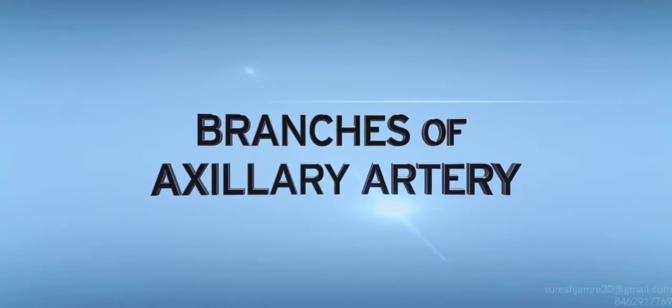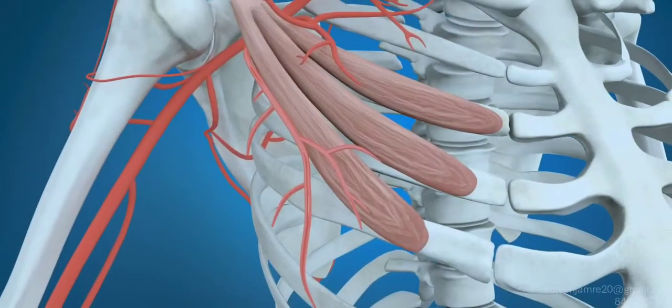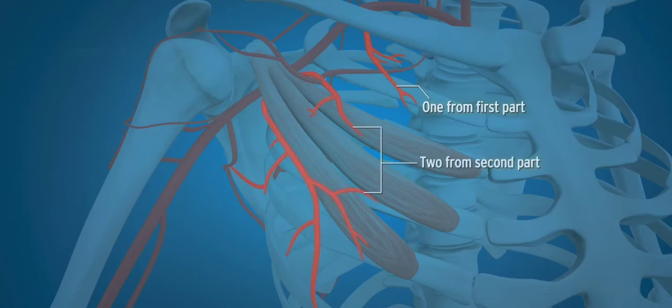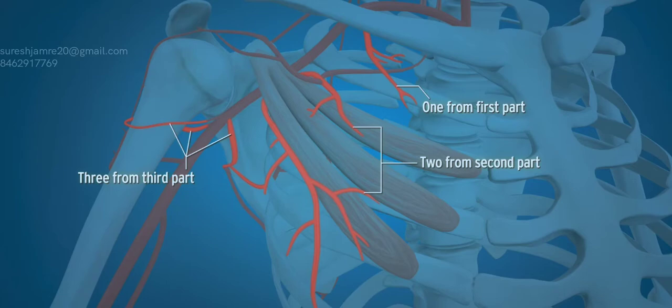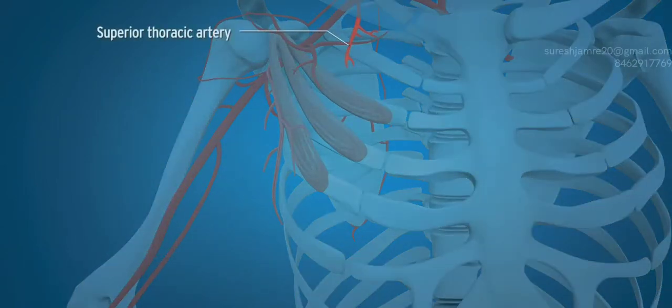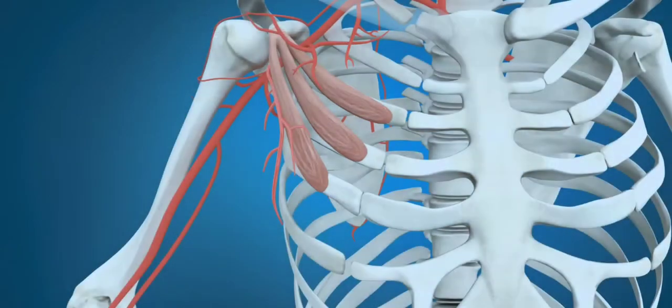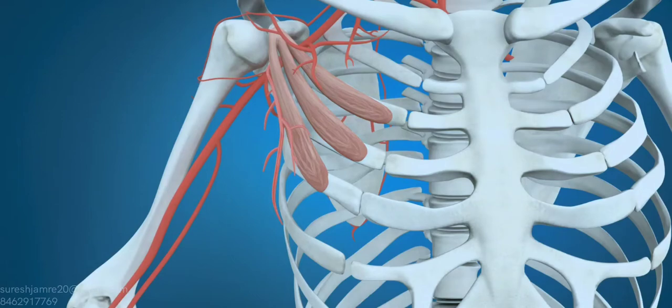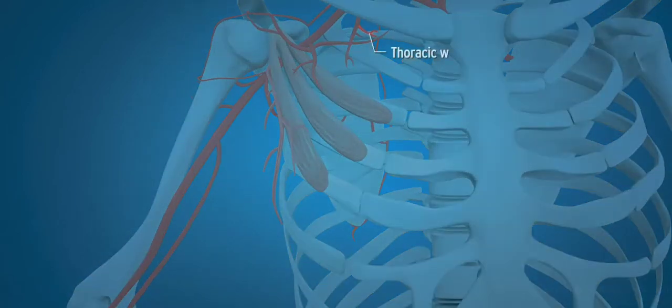Branches of the axillary artery: 1 from the first part, 2 from the second part, and 3 from the third part. Altogether, the axillary artery gives 6 branches. The single branch from the first part is the superior thoracic artery, a very slender branch. It passes between the pectoralis major and minor and ends by supplying these two muscles, and of course, it gives branches to the thoracic wall.